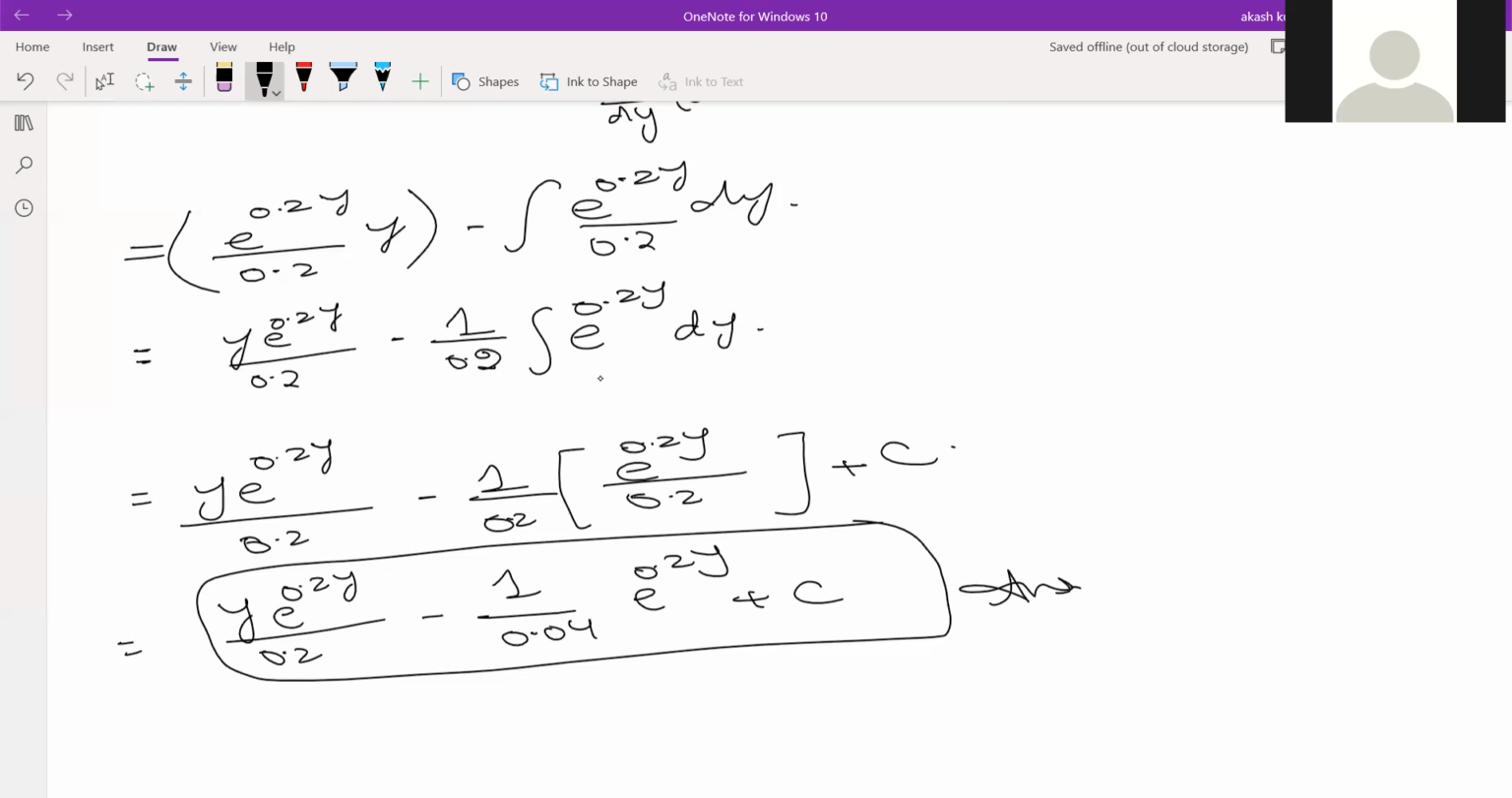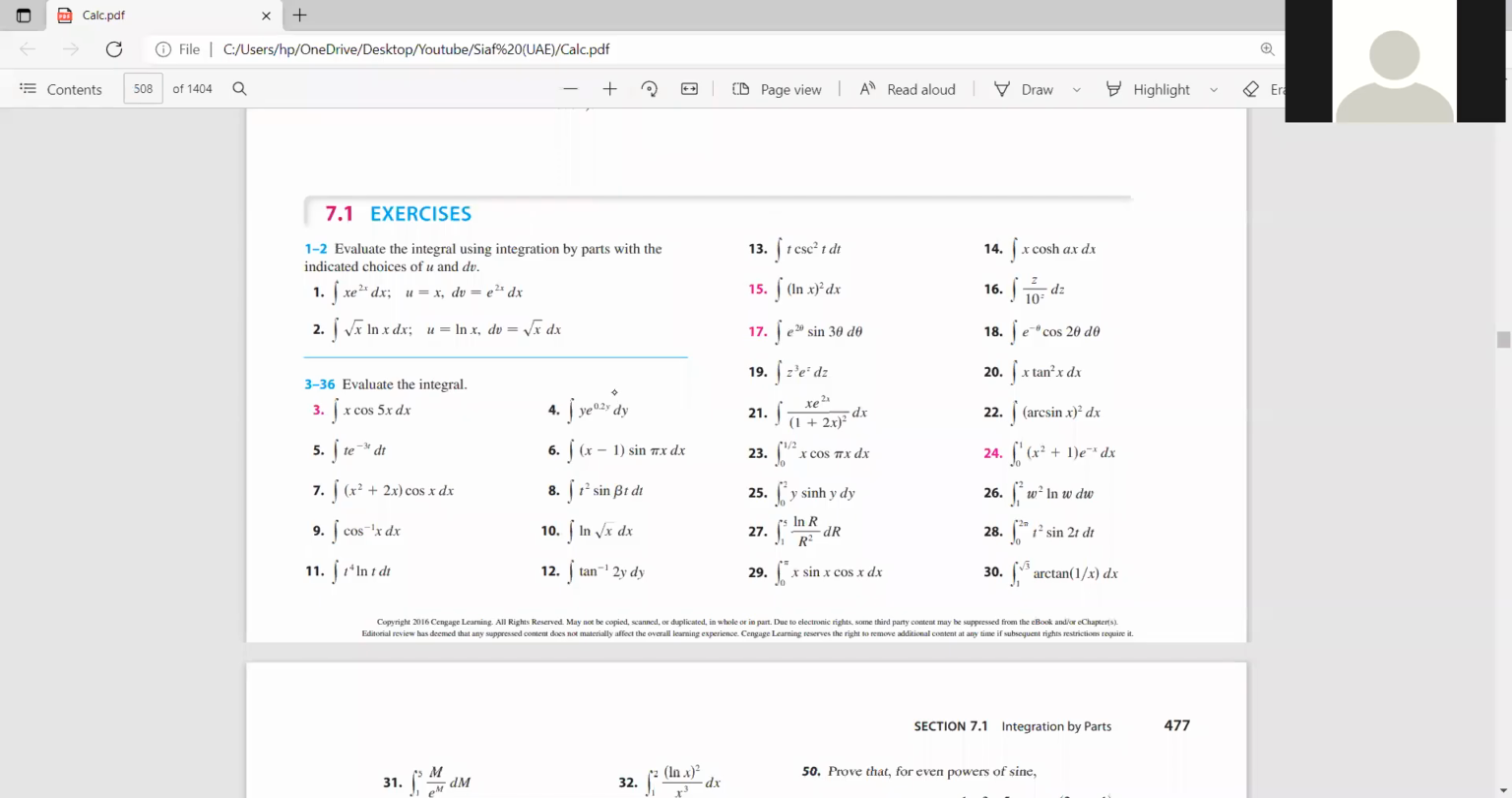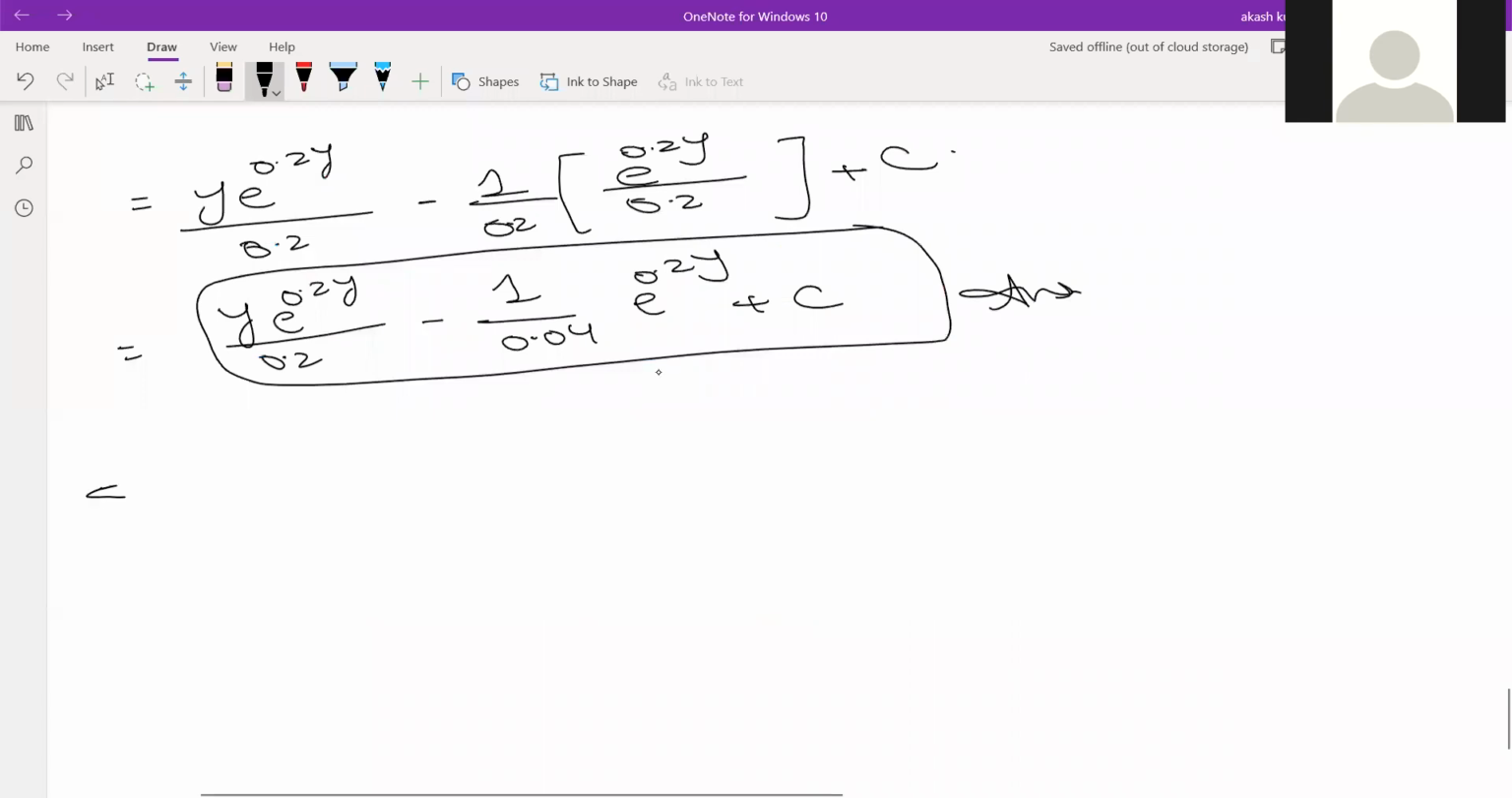Okay. Let's do one more question. Question number 5 is the integral of t e raised to the power minus 3t dt. From this question, can you tell me what should be our u and what should be our dv?